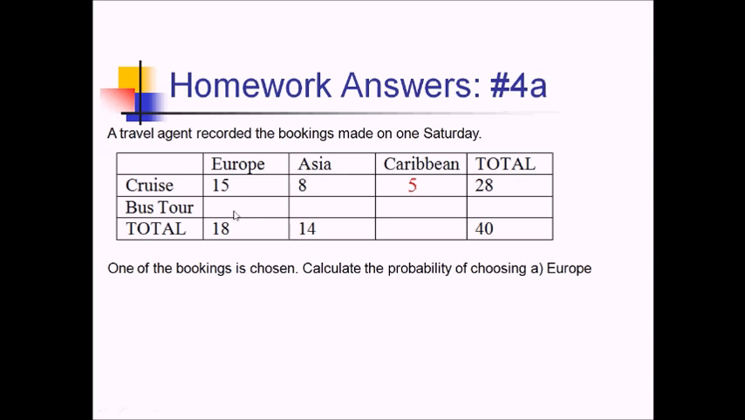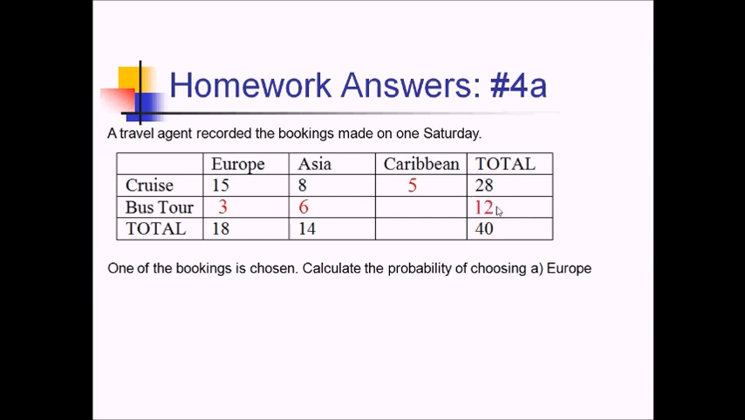Now for bus tours, 15 out of 18 in Europe went on a cruise, so that means the other 3 must have done bus tours. For Asia, there's going to be 6 people who did bus tours to add up to 14 total. And let's see, we don't know enough to figure out the number of people who took Caribbean bus tours, but we know overall there must be 12 people who took bus tours because the other 28 people took cruises.